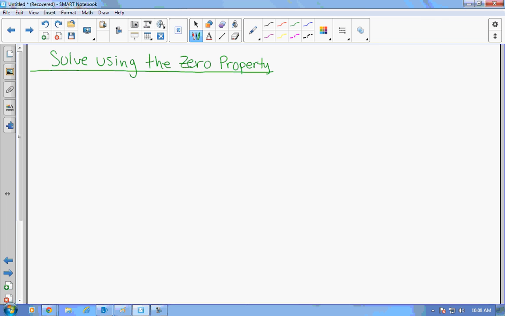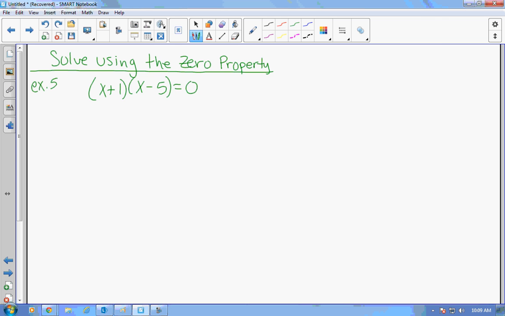Okay, so solve by using the zero property. Example 5. The equation is x plus 1 times x minus 5 equals 0. Sorry, my mouth didn't say the right thing. This looks different than the other equations. Can anyone see the vertical shift right away? No. But the nice part about these is you can see the zeros right away.